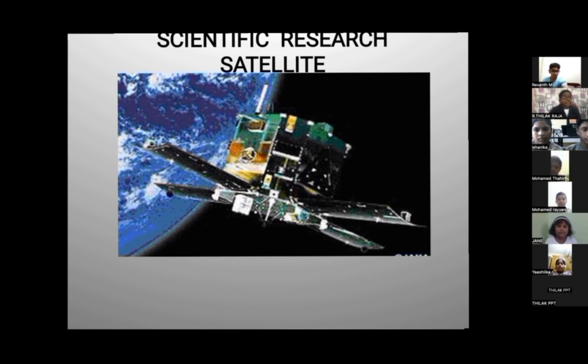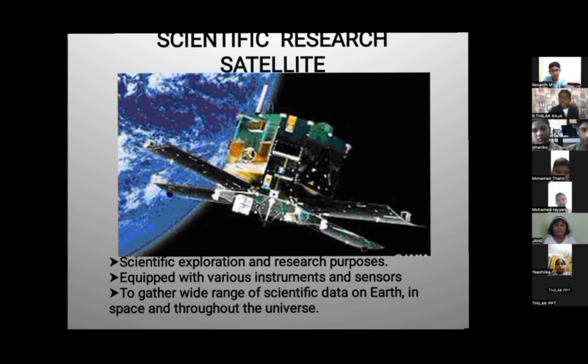Scientific research satellites. Can anybody tell their purpose? To explore space, other planets, and the moon. That's great. Scientific research satellites are spacecraft specifically designed and deployed for scientific exploration and research purposes. These satellites are equipped with various instruments and sensors. These enable scientists to gather data and study a wide range of scientific processes occurring on Earth, in space, and throughout the universe.